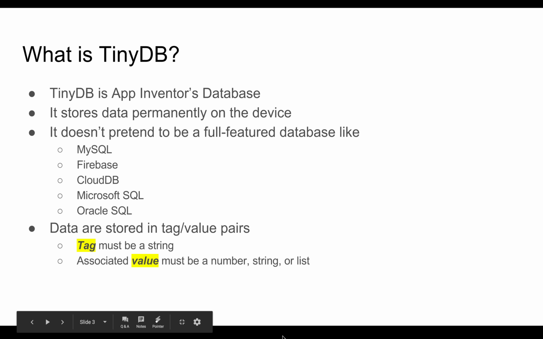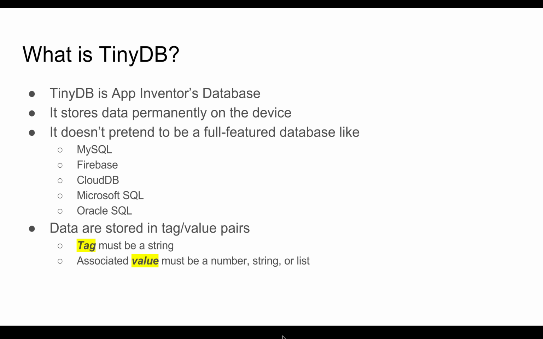Now, tinyDB is App Inventor's version of the database, and it stores data permanently on the device. You're going to learn about databases over time, and you're going to find that there are some full-featured ones like MySQL and Firebase and CloudDB, and Microsoft has its own proprietary one, so does Oracle. Some of these databases run major companies, they run governments, databases are powerful. We're using a very tiny one.